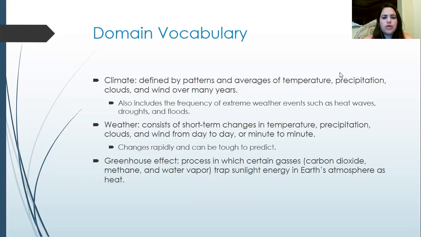And then your last word is greenhouse effect. And this is the process in which certain gases like carbon dioxide, methane, and water vapor will trap the sunlight and the heat in our Earth's atmosphere. Okay.